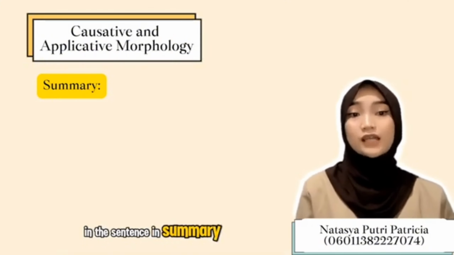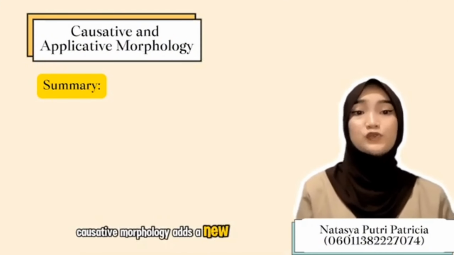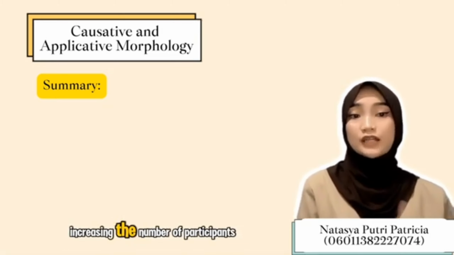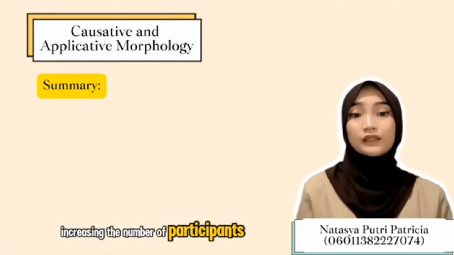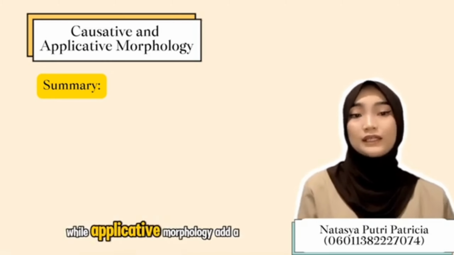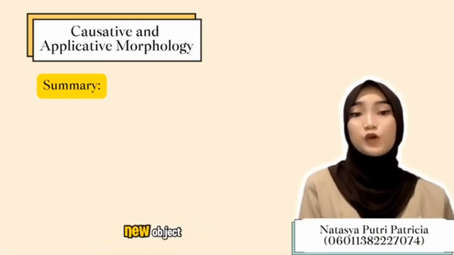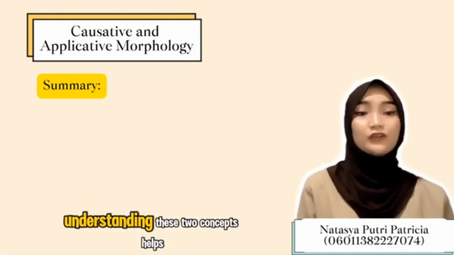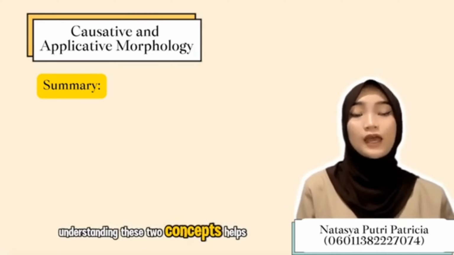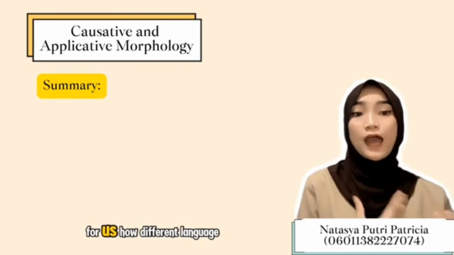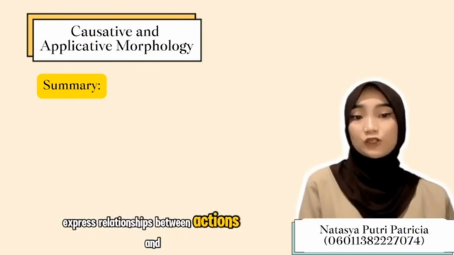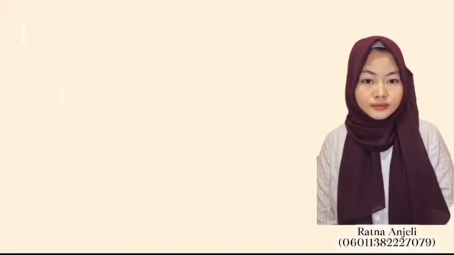In summary, causative morphology adds a new subject that causes an action, increasing the number of participants in the action, while applicative morphology adds a new object, clarifying who is receiving the action. Understanding these two concepts helps us grasp how different languages express relationships between actions and participants.